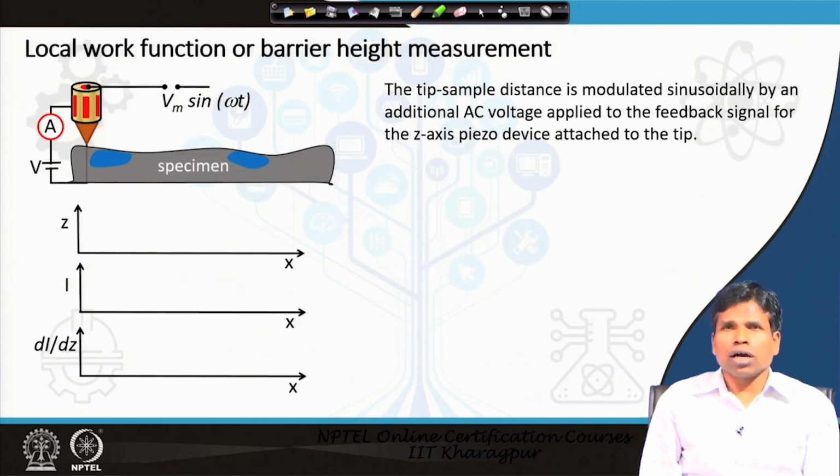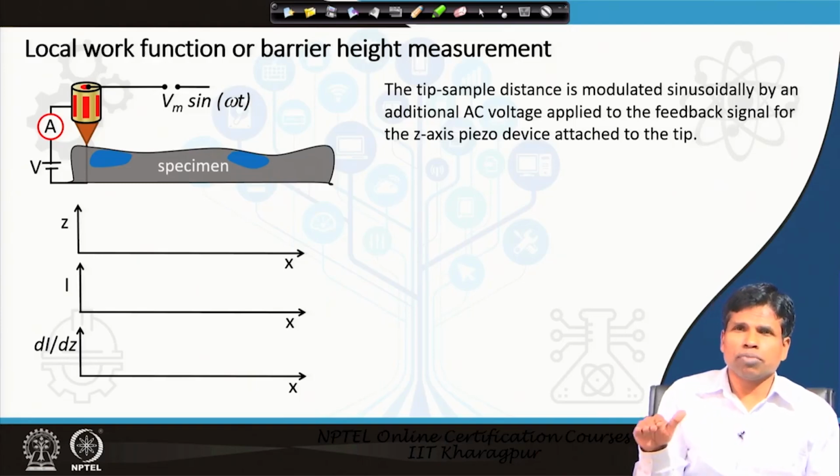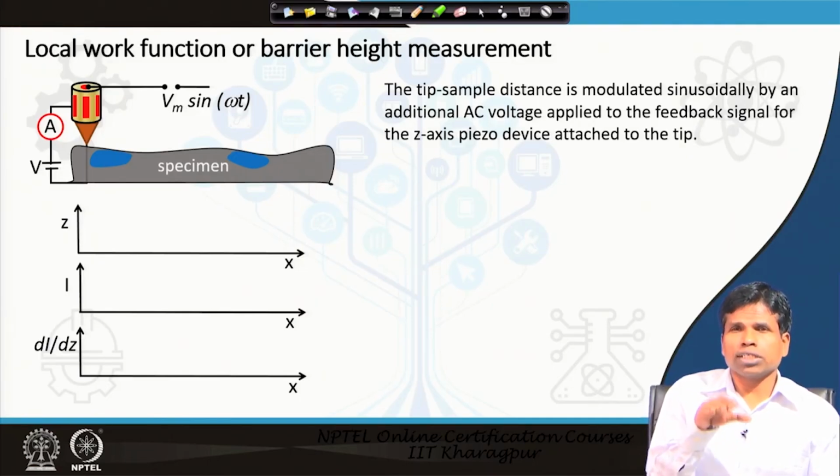We can measure the local work function because the sample may not be uniform, or the sample may be flat, but different regions can have different materials, and therefore their work function will be different, and as their work function will be different, that is nothing but the barrier height will be different. So, using this scanning tunneling spectroscopy, we can measure the work function at different locations of the sample.